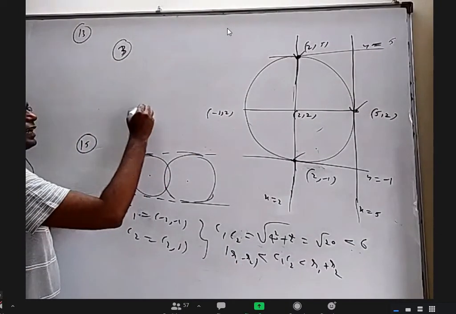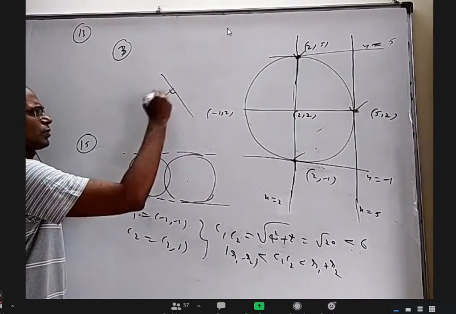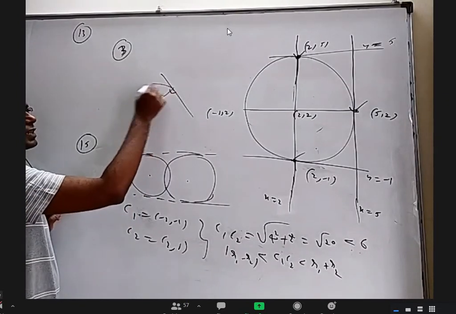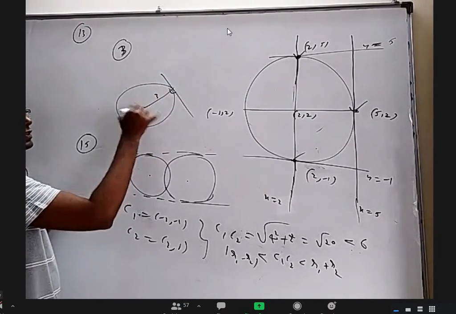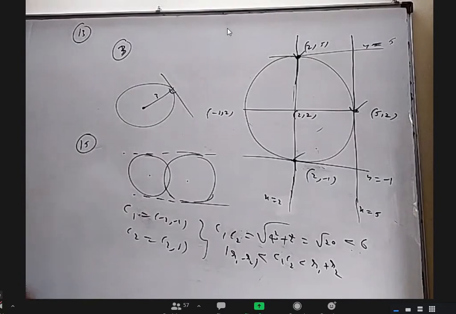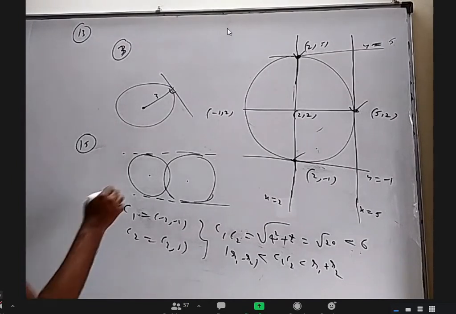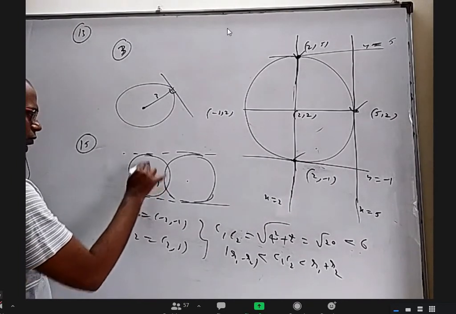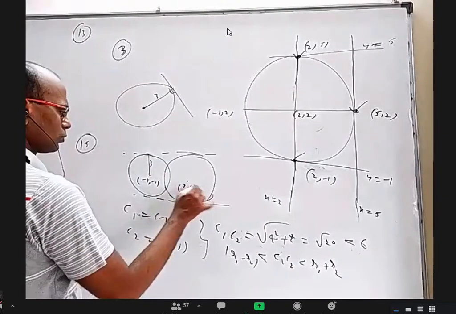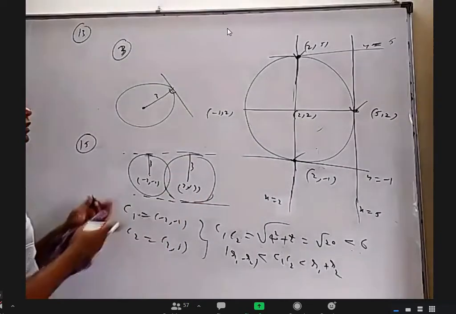So if any line is at a distance of 3 units from a point, means if you imagine a circle with 3 units as a radius and that center, the line will be tangent to that. Okay, so it is referring to lines which are tangent to two circles with center minus 2 comma minus 1, radius 3, and center 2 comma 1, radius 3.